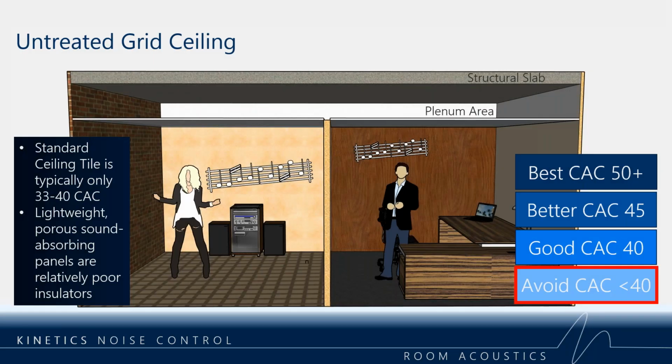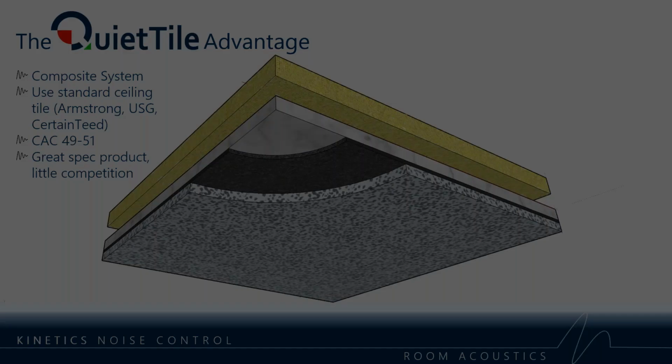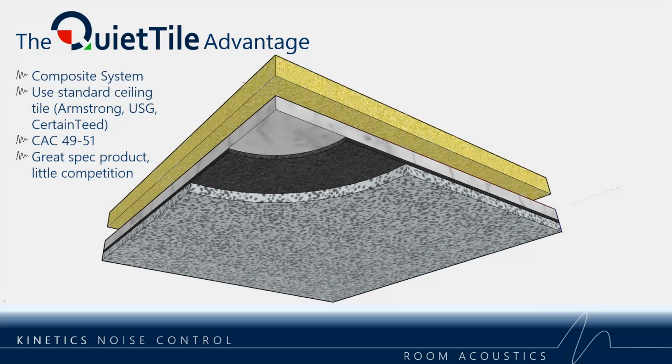So as we look at that, we generally want to avoid CAC products that are below 40 if noise is an issue between spaces, and some of these products get down to 33 and 35, which is very common. This is going to be a lightweight product, that mineral fiber board. You're probably sitting under some of it right now. But obviously what can happen is noise traveling through that plenum will make it into that adjacent space if not properly treated. There are some high CAC products on the market, which we're going to talk about in a second, but not many of them.